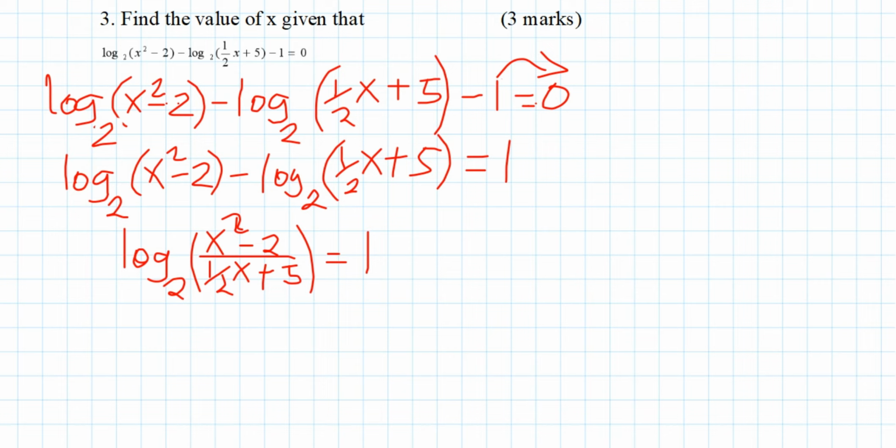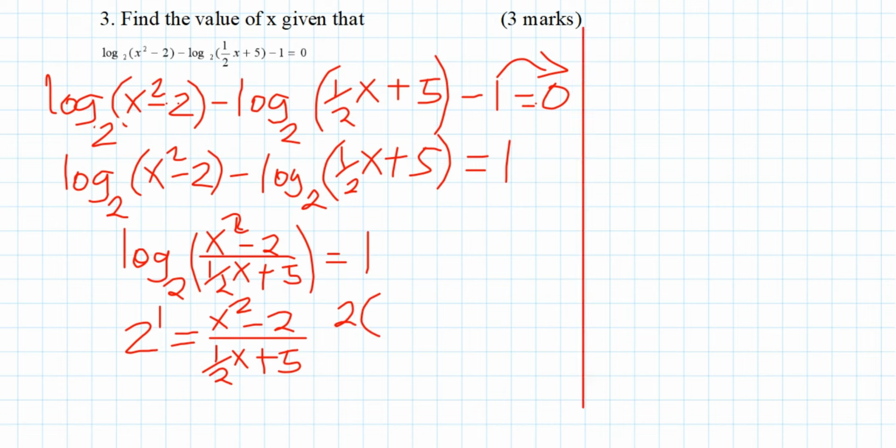And in order to solve for x, we now need to change from logarithmic form into index form. So to change into index form, the base is 2. So we say that 2 raised to the power 1 is equivalent to x squared minus 2 all over half x plus 5. And now from here, we can solve the equation in order to obtain the value of x.